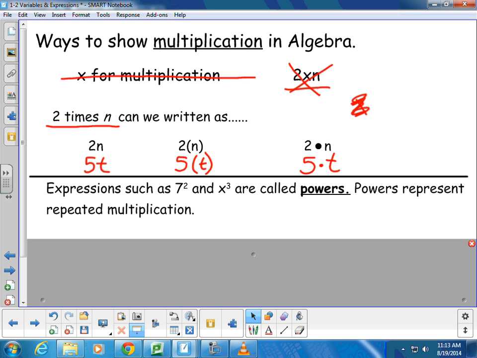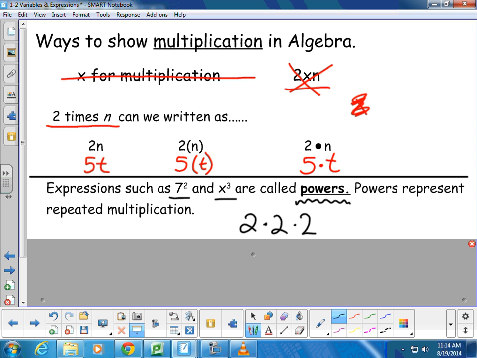Another vocabulary word, it's pretty vocab heavy here in chapter 1. Expressions like 7 to the second power or 7 squared we've heard before, or x cubed or x to the third power are called powers. I've said that a couple times now. Powers represent repeated multiplication.